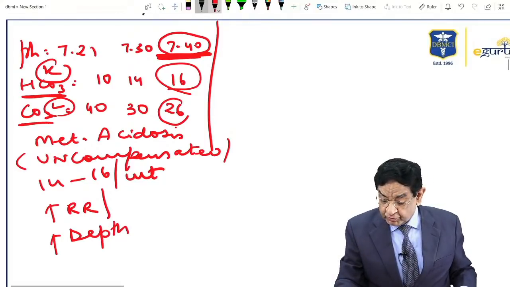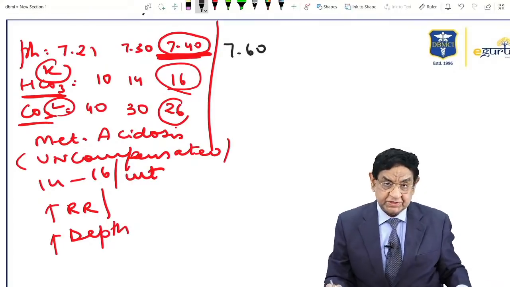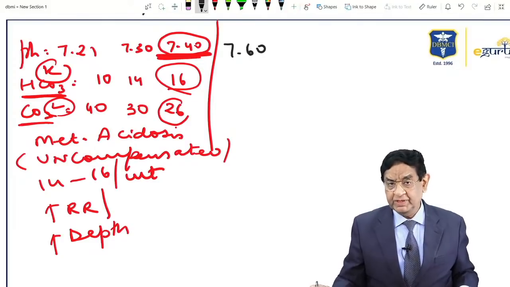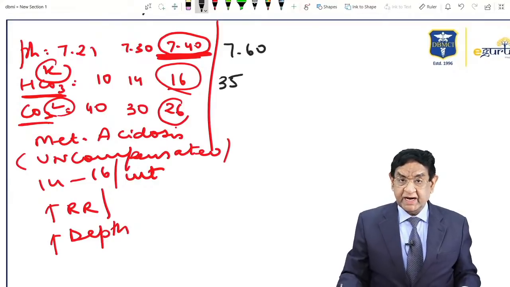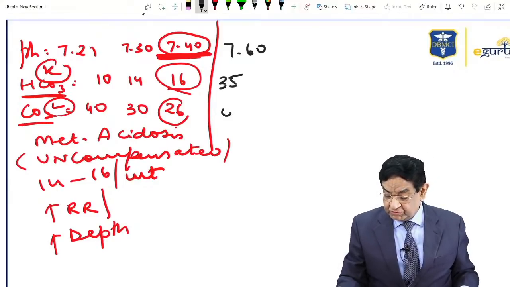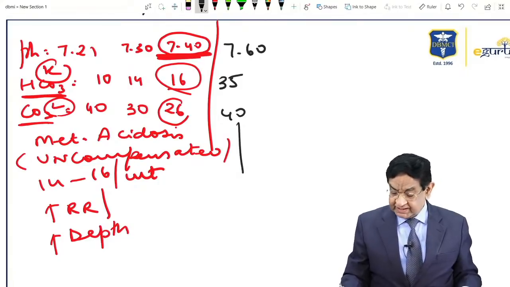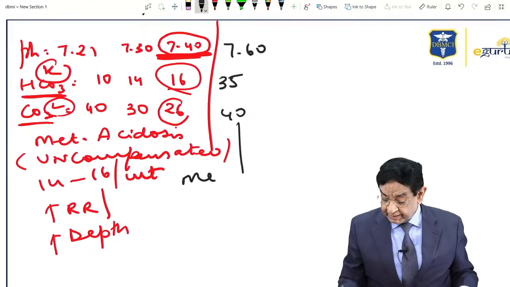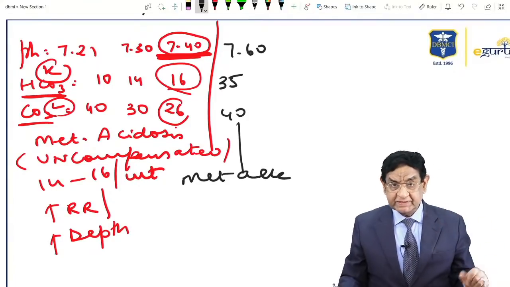Let's take one more question. We have a pH of 7.60. What is this? Alkalosis. Anything above 7.40 is alkalosis. Bicarb is 35, increased bicarb, metabolic alkalosis, CO2 is normal. So now things are easy. This is a case of metabolic alkalosis, and definitely it is not compensated.